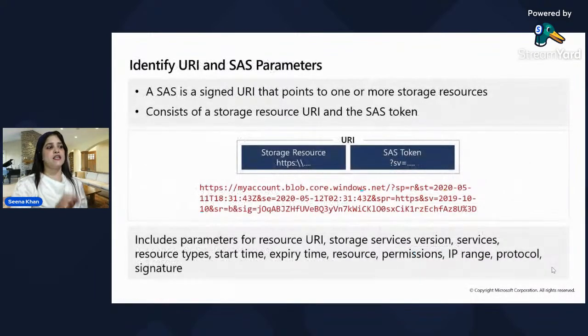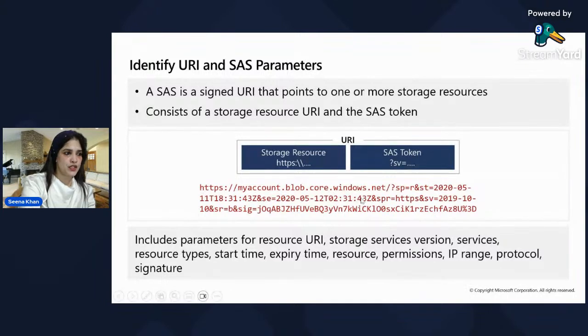So after generating, SAS is a signed URI which points to one or more storage resources. It consists of a storage resource URI and the SAS token. So here, this is the definition of the URI after generating. It looks like this. It has a resource URI and storage version.